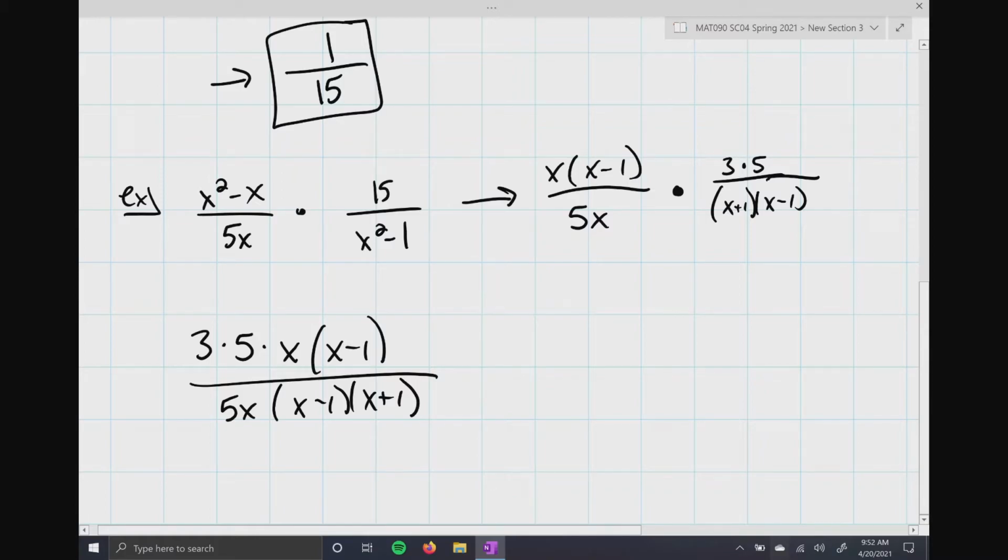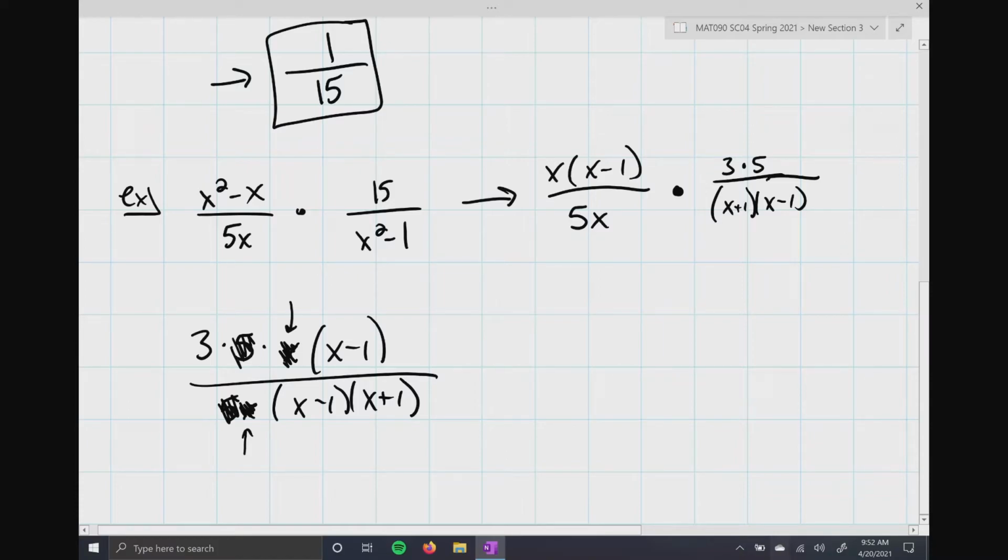For example, look at the 5s. They're kind of on top of each other, which means I can reduce them. Look at the x. The x I'm specifically talking about is right here. You have an x in the numerator, you also have an x in the denominator, so I can reduce them.